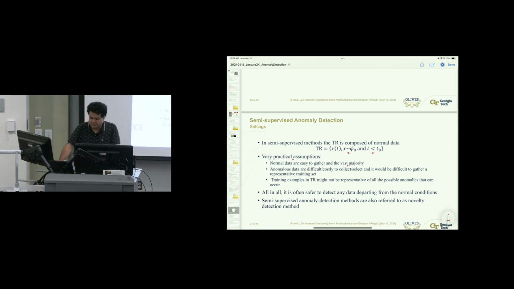And training examples in the training set may not be representative of all possible anomalies, of course. And that's why this is a good way of thinking about it. We need to construct a model for our normal data, and then hope that any kind of anomalous data that comes in is something we can detect down the line.